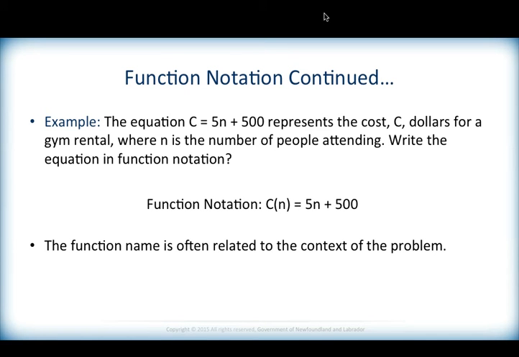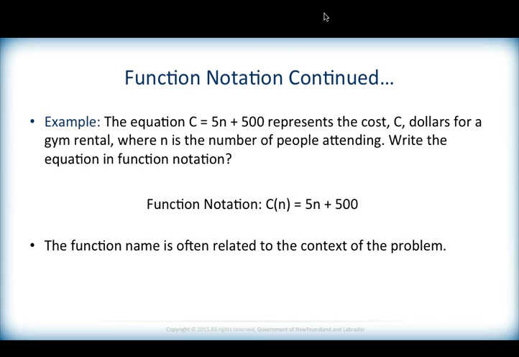So let's look at an example. The equation C equals 5n plus 500 represents the cost C in dollars for a gym rental where n is the number of people attending, and it is asking to write the equation in function notation. So we're kind of familiar with these types of problems, similar from grade 9 with the linear relations, where you were given a taxi question about how many kilometers someone traveled and the cost, or an amusement park, something similar to that.